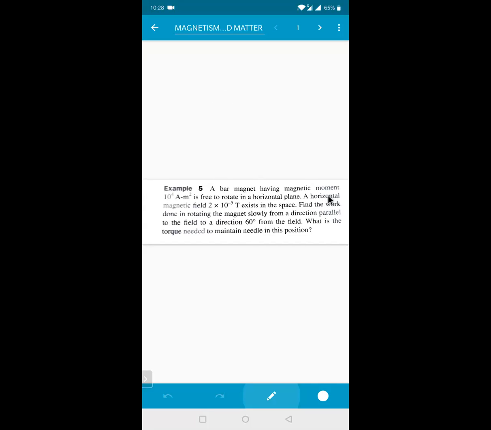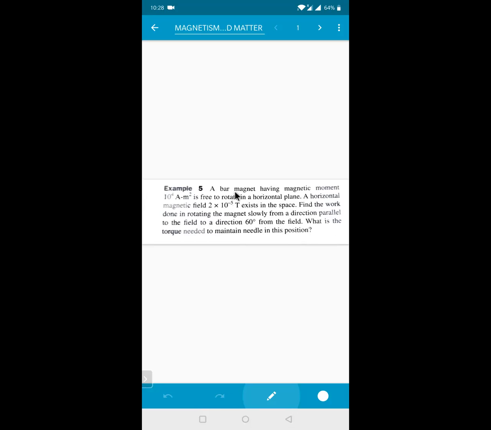A bar magnet having a magnetic moment 10 to the power of 4 ampere meter square is free to rotate in a horizontal plane. A horizontal magnetic field, 2 into 10 to the power of minus 5 Tesla, exists in the space. Find the work done in rotating the magnet slowly from a direction parallel to the field to the direction 60 degrees from the field. What is the torque needed to maintain the needle in this position?